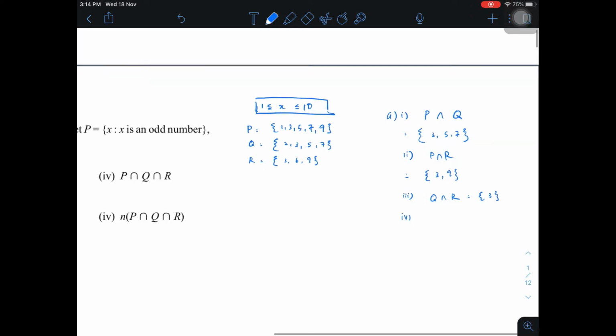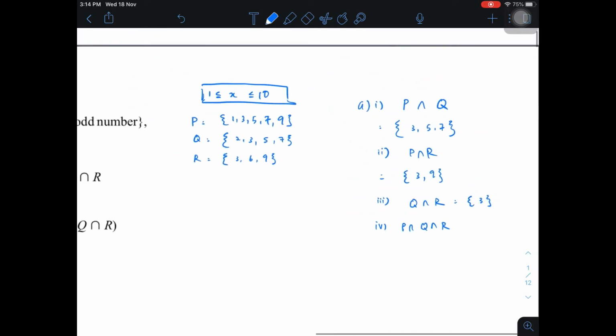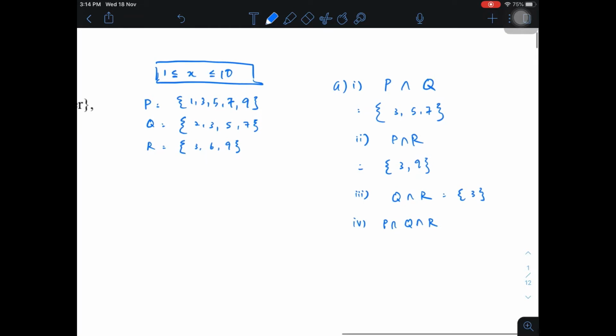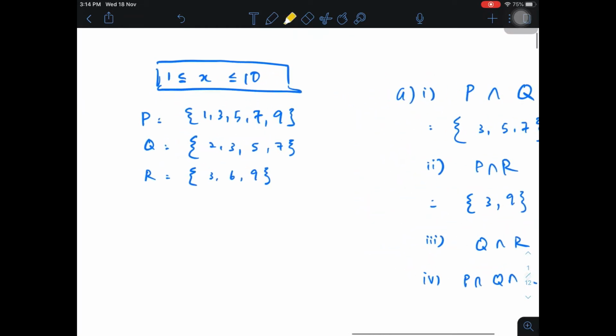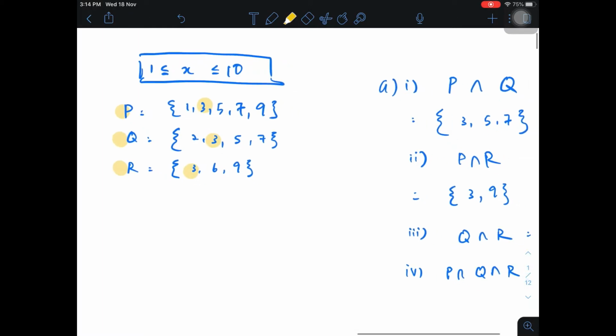For the fourth one, we will search for the intersection between P, Q, and R. This would be harder because they want the intersection between all three. So we have to look for the similarities in all three of these. What is the similarity? I would say that is 3, and that's pretty much it.